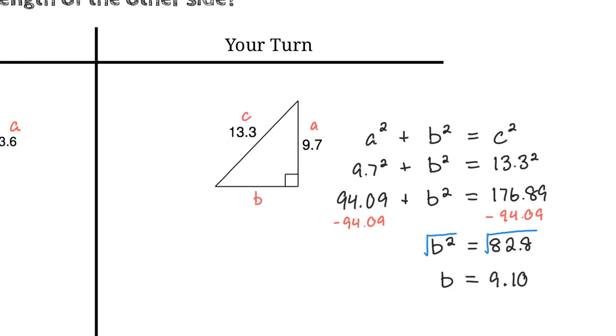And here's my solution. I do recommend that you always label your triangle A, B, and C to make sure that C is always your hypotenuse. It's across from that right angle. So once you label it, you can use your two sides and substitute them into your Pythagorean Theorem equation. And then once you solve for your missing side, you should get that it's equal to approximately 9.10.